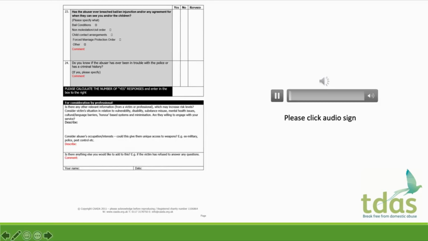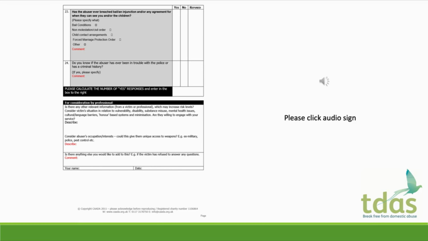Question 24. Do you know if the abuser has ever been in trouble with the police or has a criminal history? Again, note the word ever. This question looks at the criminality of the perpetrator and their criminal history. Not all victims may know the answer to this question, but it is important to document what the victim is aware of. This may lead to further disclosure needing to be made if the victim is not aware of a perpetrator's history. If as a professional you are aware that the perpetrator has a criminal history, you can add this into the comment section later.